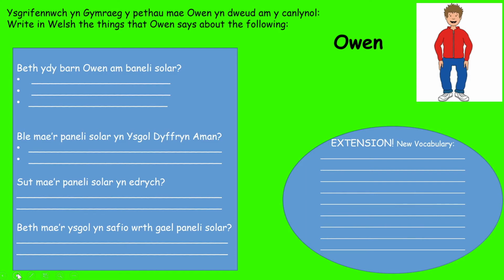Iawn ten, key questions now about the text written by Owen. Beth ydi barn? Barn, opinion. Owen, am paneli solar, about those solar panels. Ble mae'r paneli solar yn yr ysgol? Where are they in the school? Sut mae'r paneli solar yn edrych? A beth mae'r ysgol yn safio wrth gael paneli solar? Key questioning words here now. Beth, what, ble, where, sut, how. Don't forget, you respond yn Cymraeg.